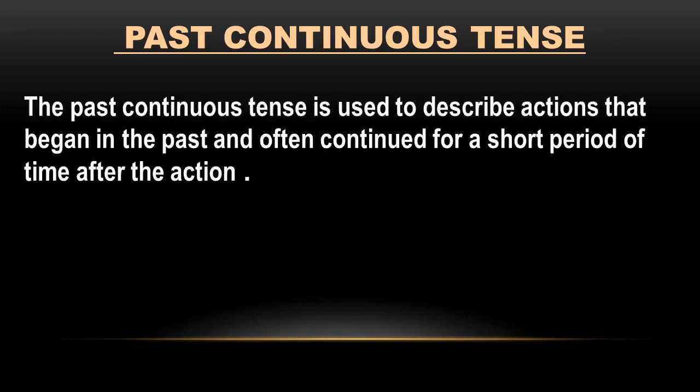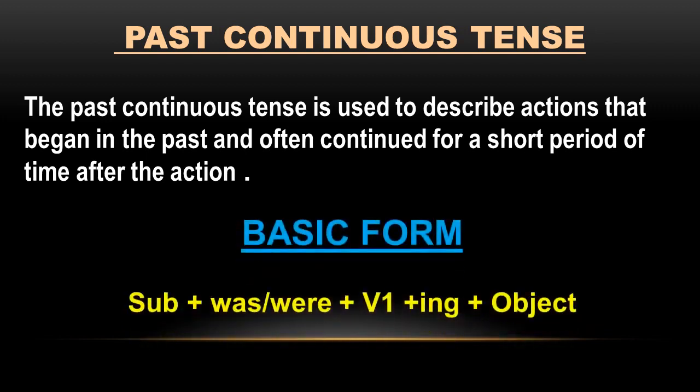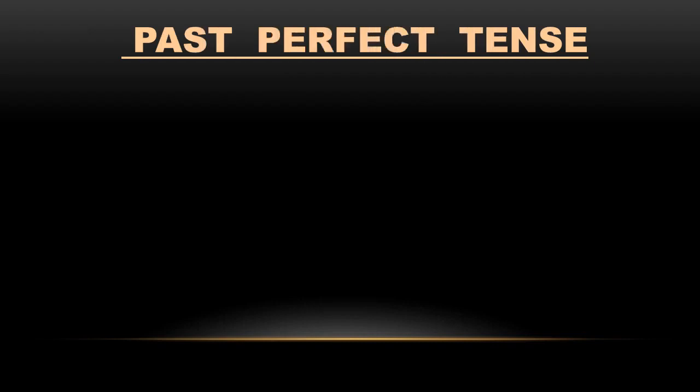It is used to describe actions that began in the past and often continued for a short period of time after the action. And its basic form is subject plus was/were plus first form of the verb plus ing plus object. Then we have past perfect tense.